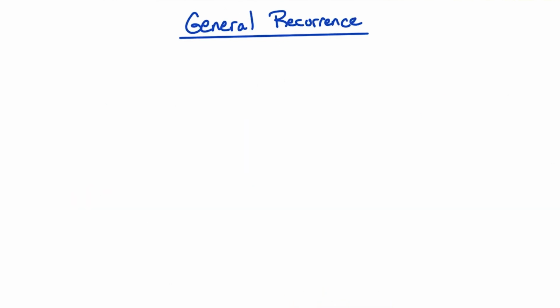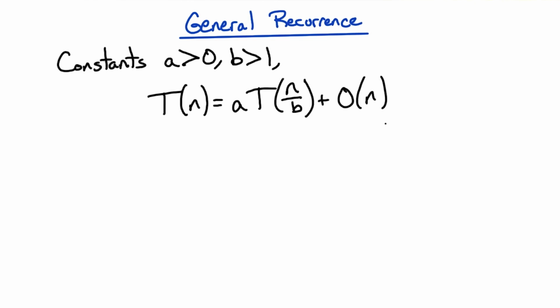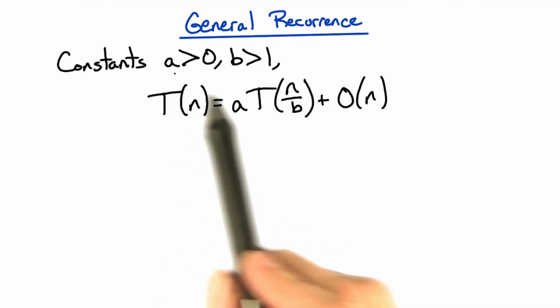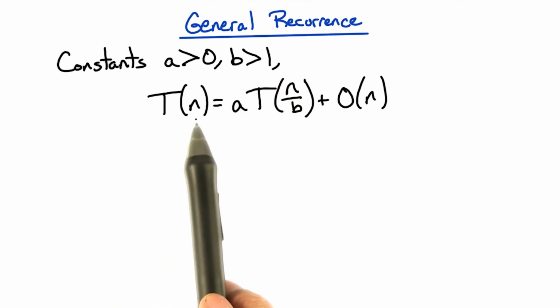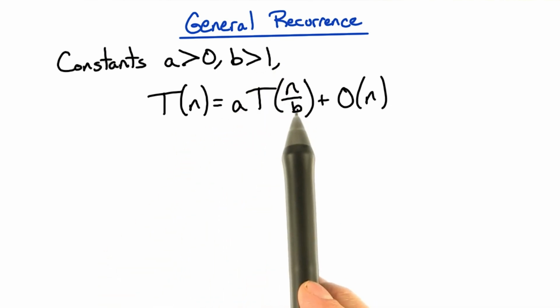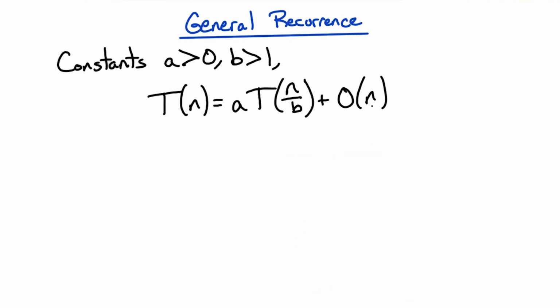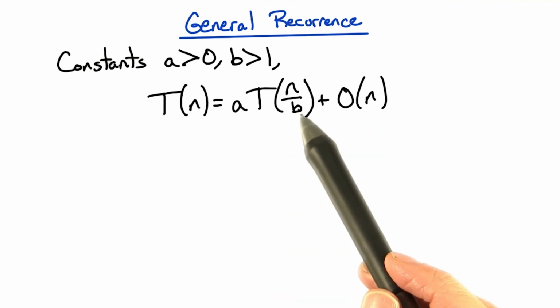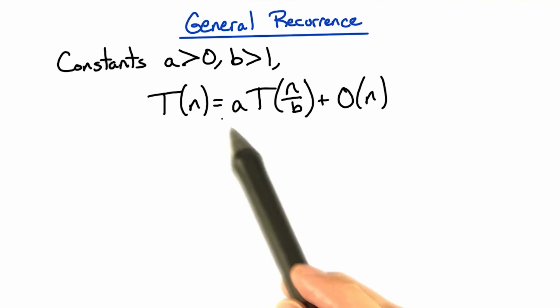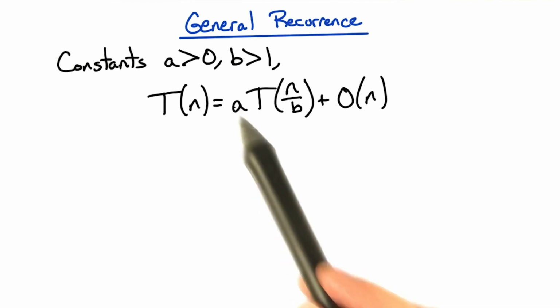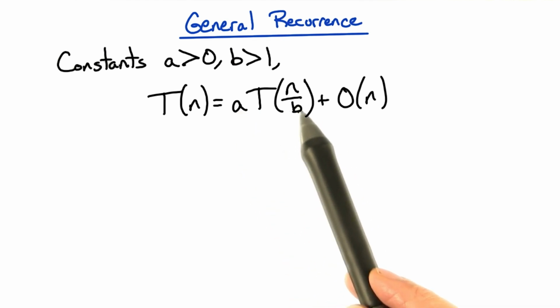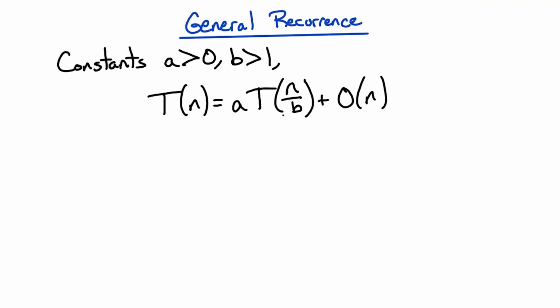Now let's look at a more general form of recurrences. So for positive constants a and b greater than 1, let's look at the recurrence T of n equals a T of n over b plus order n. Our previous two examples had b equals 2, and we did the case where a equals 4 and a equals 3. Now the recurrence for the median finding algorithm has a equal to 1 and b equal to 4/3. And merge sort has a equal to 2 and b equal to 2.